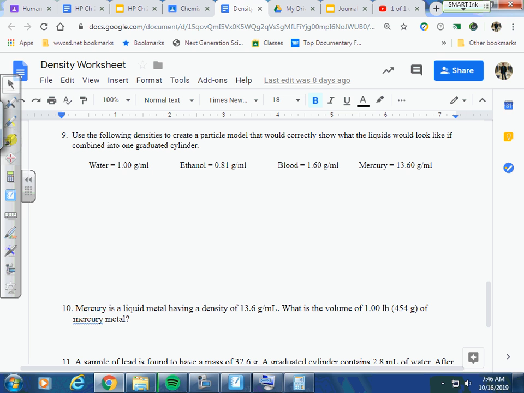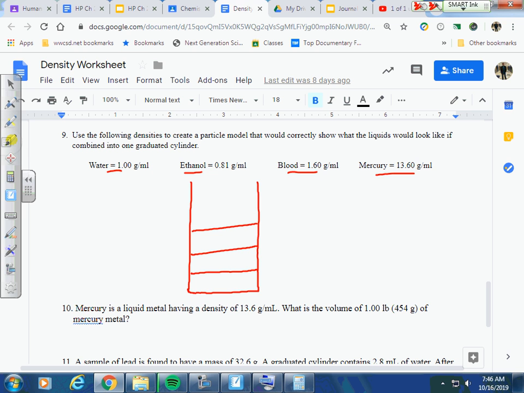Use the following densities. So what you want to do is if you're going to combine them together, there's going to be a column. It could be a beaker, it could be a graduated cylinder, it could be whatever. But these are going to make 4 different layers. So I'll put one here, one here, one here. There's 3 layers, there's 4 layers. So the most dense, being mercury, that's going to be at the bottom. So I just want to label this bottom layer mercury.